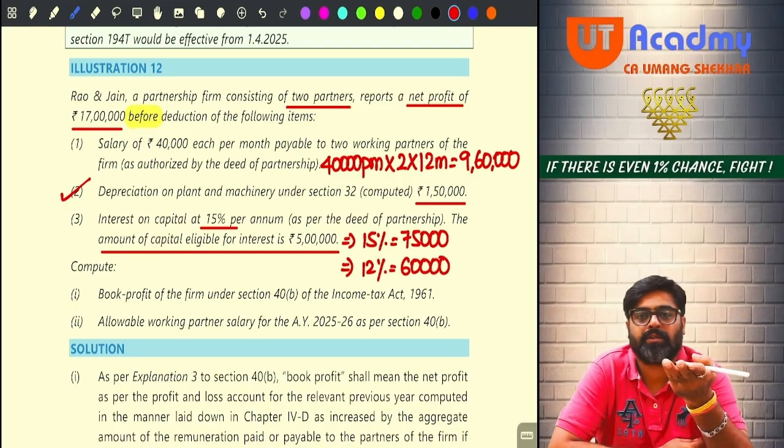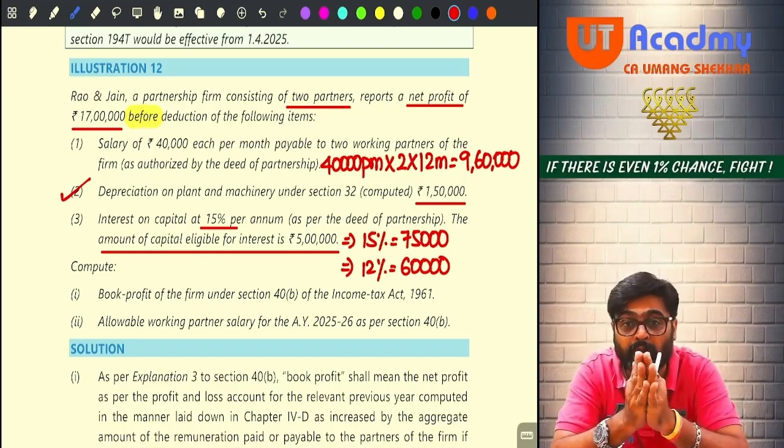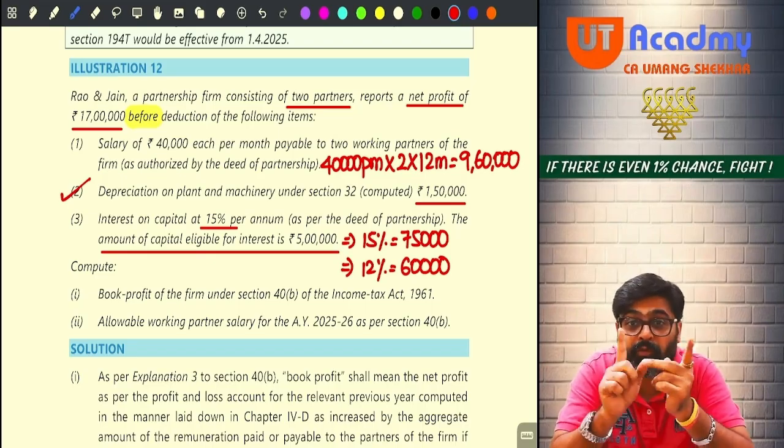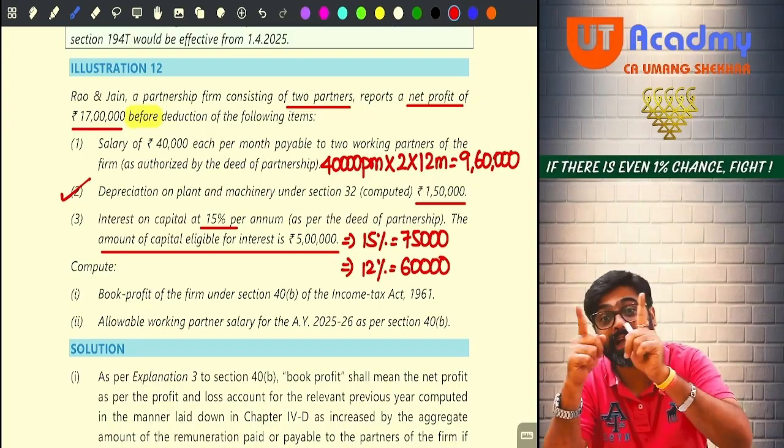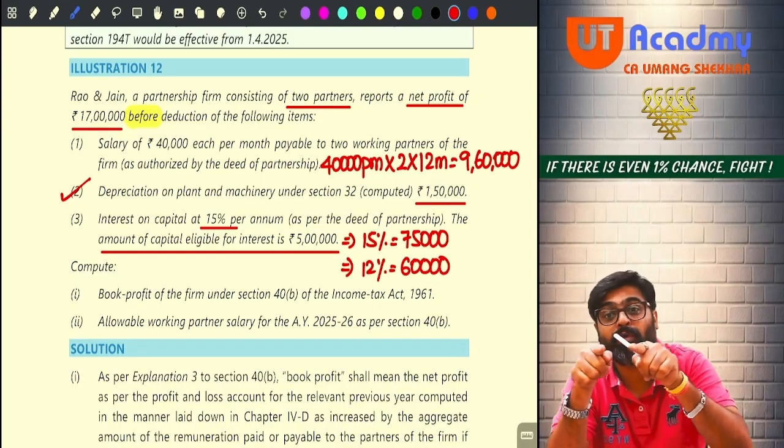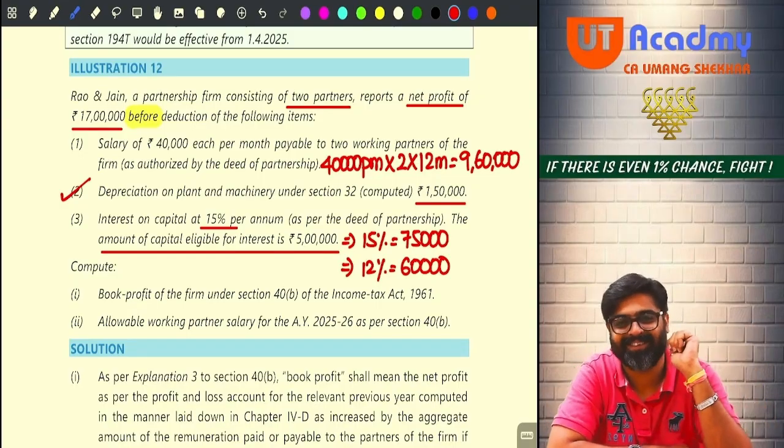75,000 was the interest. You have not reduced. Thank God you have not reduced. If you would have reduced 75,000, you would have to first add it back. And you have to reduce only the allowable interest.